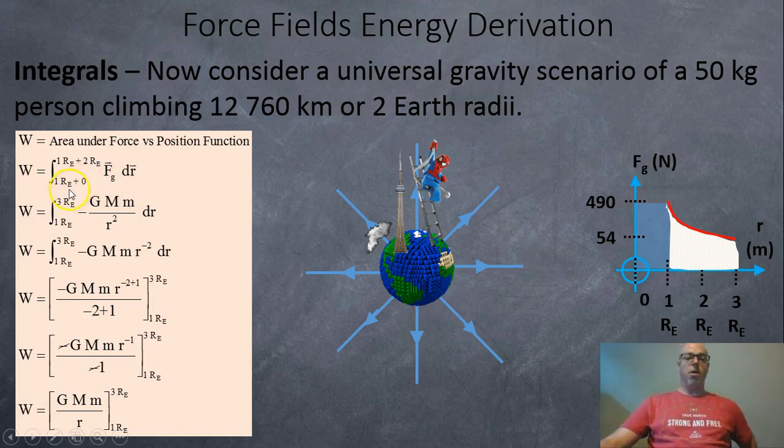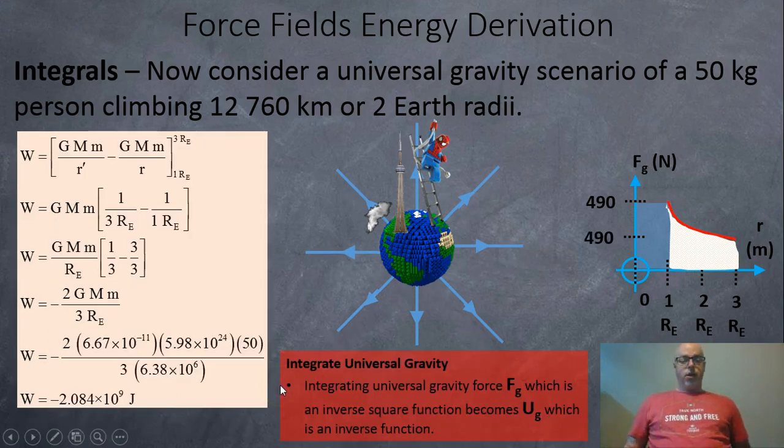We're going to integrate from the surface to 3 Earth radii, so the Earth radius plus the 2 we climb. So we're going to go from 1 Earth radii to 3 Earth radii, and we're going to sub in the universal gravity, GMm over r squared. We integrate that, so if you bring r squared from the bottom to the top, it's r to the minus 2. So we add 1 to that, and then divide by our new exponent, and we get GMm over r. In fact, that's the equation for universal gravity for energy, GMm over r. We're just missing a little minus sign issue.